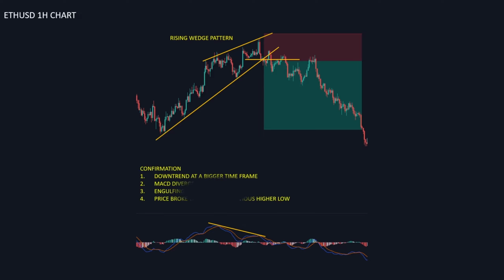The first confirmation is the downward trend on the bigger time frame. The second confirmation is MACD divergence. The third confirmation is the engulfing candle. And the fourth confirmation is the breakthrough of the previous higher low.